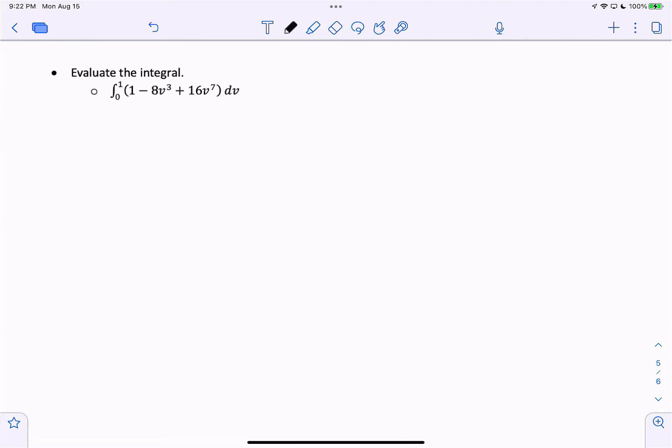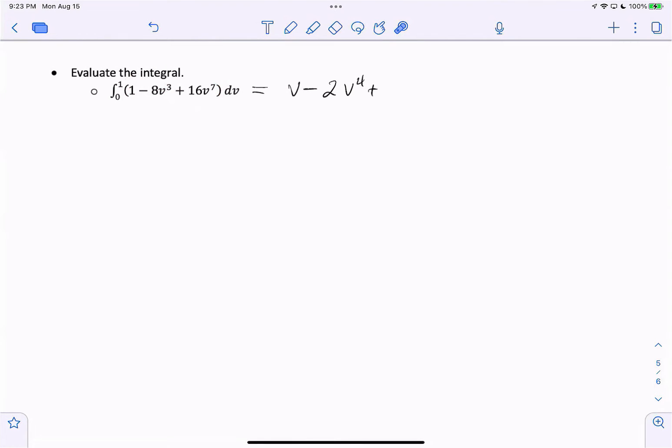And remember what the second fundamental theorem of calculus says. It says I need to find an antiderivative and then evaluate. So first we're going to find the antiderivative. Using the power rule, the antiderivative with respect to v of 1 is v. And then again, the power rule says for the minus 8v cubed, I'm going to add 1 to the exponent to get v to the 4th, and then divide 8 by that 4 and get a 2.